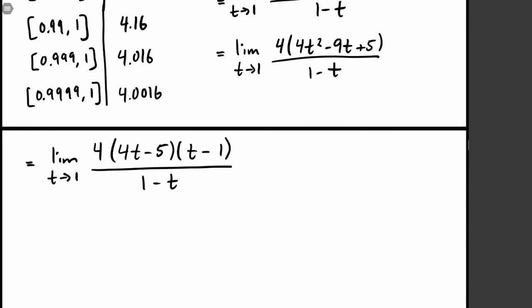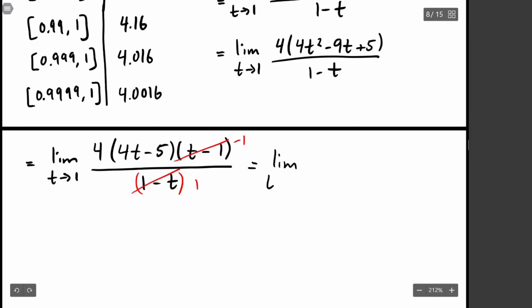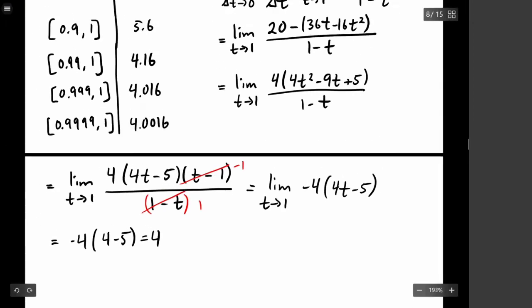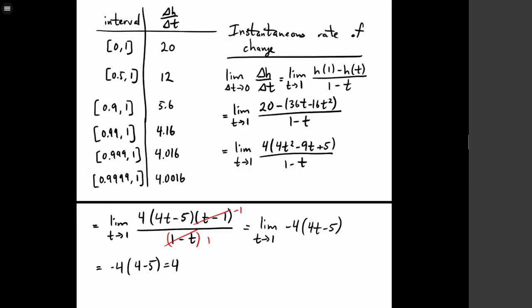All right. So now that we have this limit, notice that this factor and this factor will cancel each other out and leave a -1 behind. So let's do that. Put a -1 here, 1 here. So this will be the limit as t approaches 1 of -4 times (4t minus 5). And now we just plug in t equals 1. -4 times (4 minus 5), and we get 4. This limit is just equal to 4. As we sort of were expecting, right?